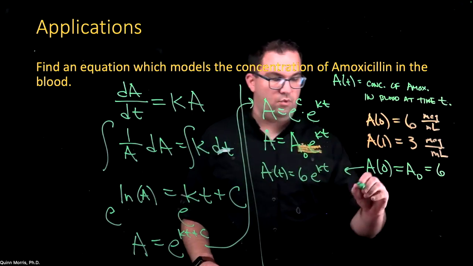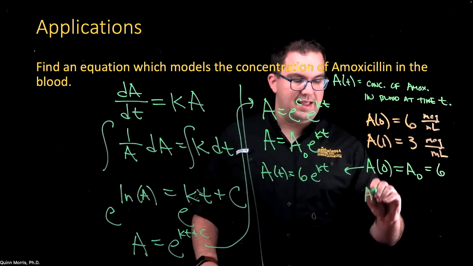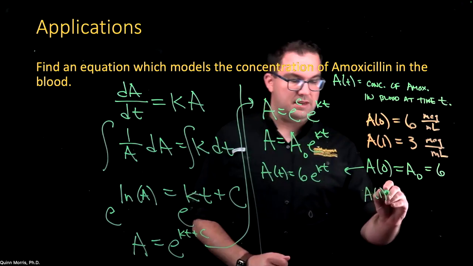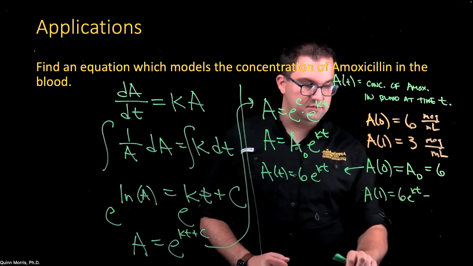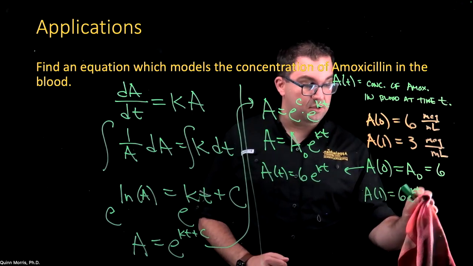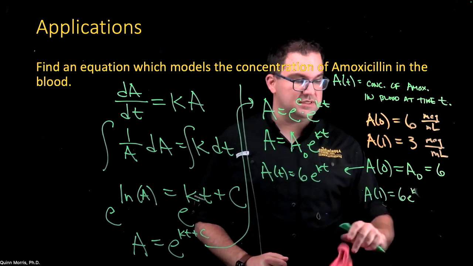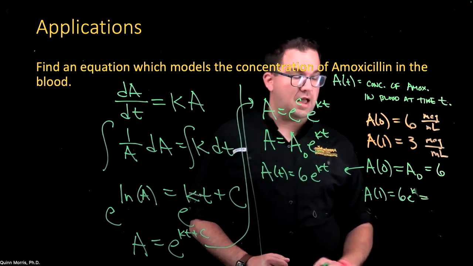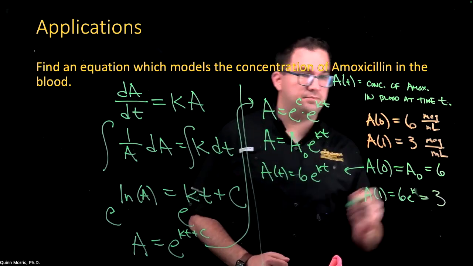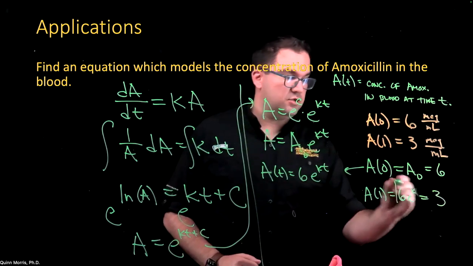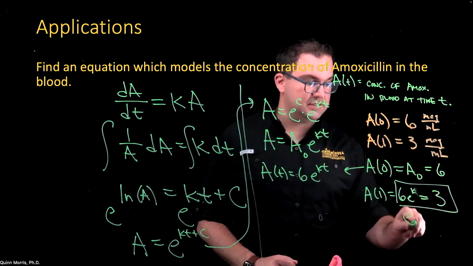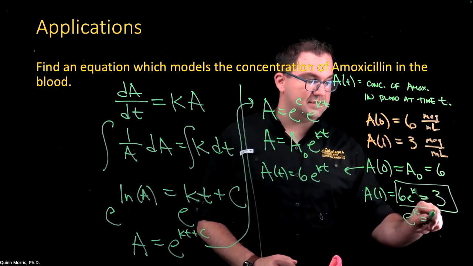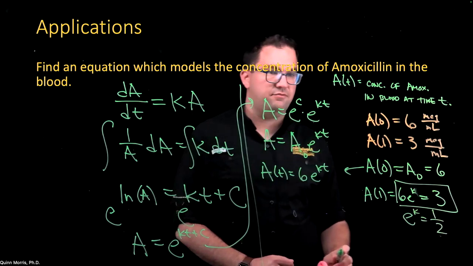But now I'd still like to figure out what that k is, so let me use A of 1 equals 3. I look at A of 1, now I know that is 6e to the k times 1, so it's just 6e to the k, and I want that to be equal to 3. Well, now I'm going to take this equation and solve for k. So divide both sides by 6. That'll give me e to the k is equal to 3/6, or 1/2.